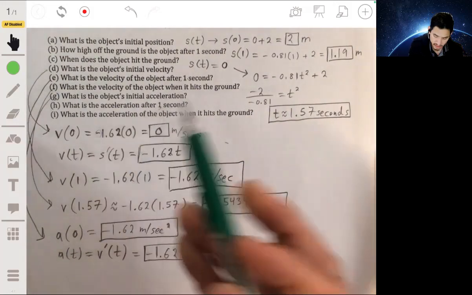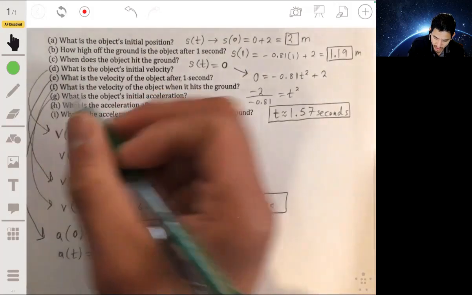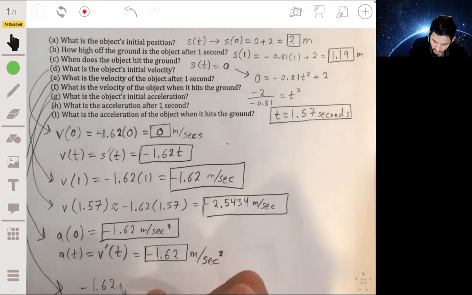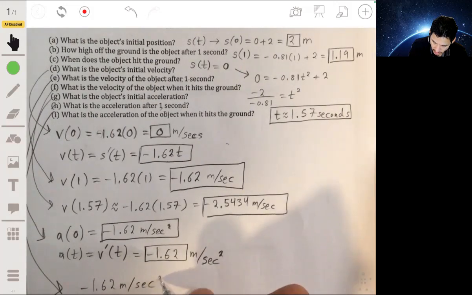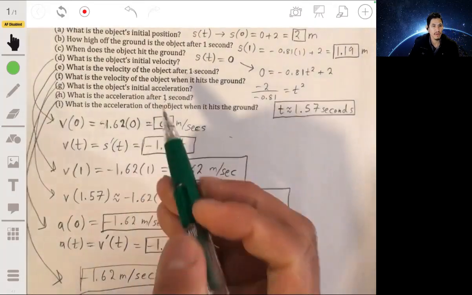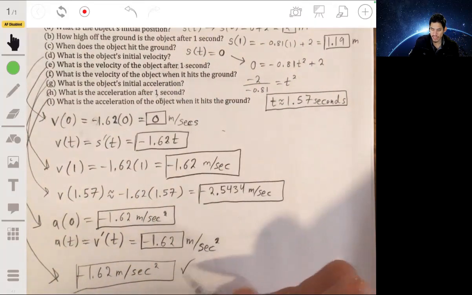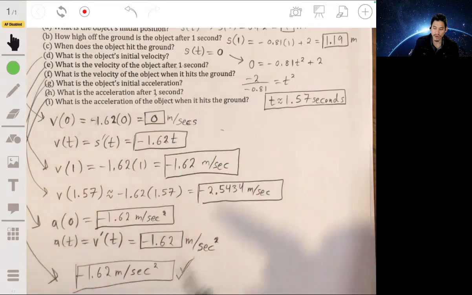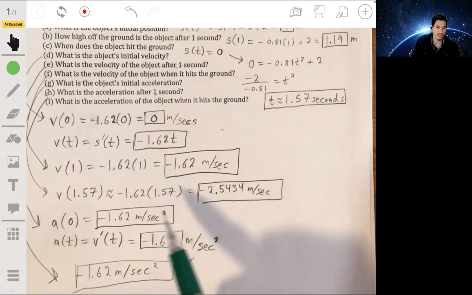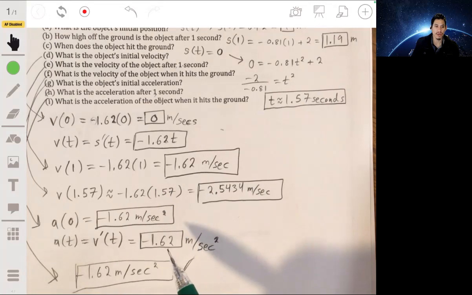After 1 second, it's the same thing. It's going to be negative 1.62 meters per second squared. And when it hits the ground, yep, it's again negative 1.62 meters per second squared, because again, the acceleration function is constant. It's always accelerating at this rate. It doesn't depend on the time.